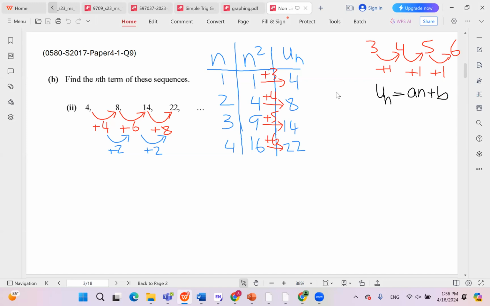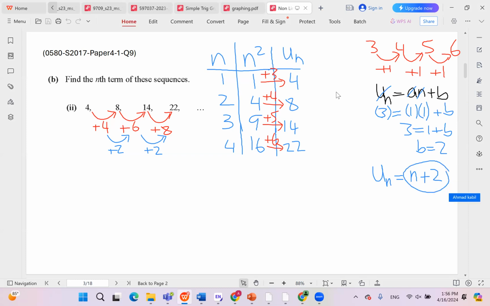A here is the common difference, which is 1. We put n as 1 as well. And we put un as the first term of the sequence here, which is 3. So 3 equals 1 plus b. So therefore, b equals 2. So our formula is going to be un equals n plus 2. This is the formula that describes the sequence in red in this table.